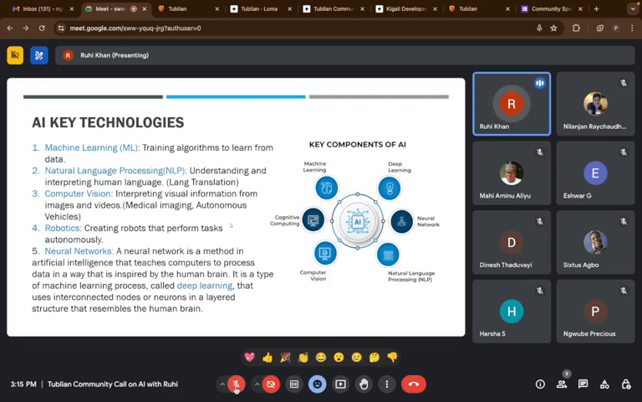Then is neural networks. So basically, a neural network is a method in artificial intelligence that teaches computers to process data in a way that is inspired by the human brain. It is a type of machine learning process called deep learning. That uses interconnected nodes and neurons in a layered structure that resembles the human brain.